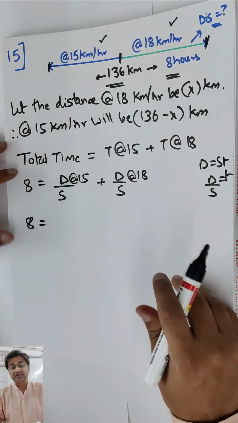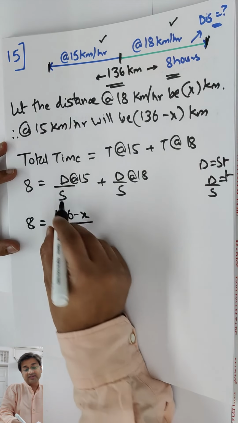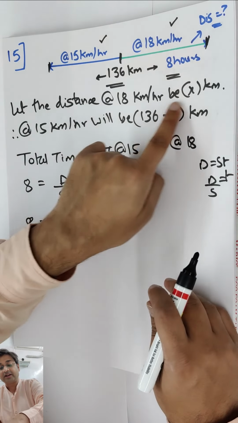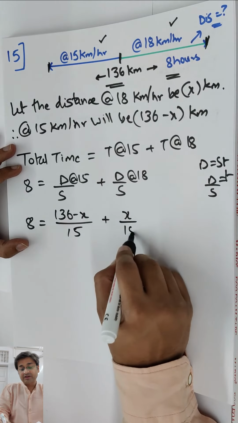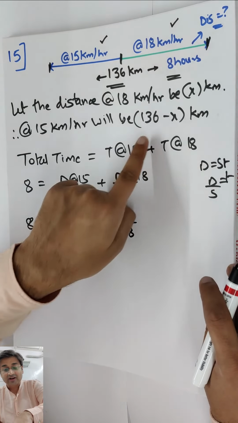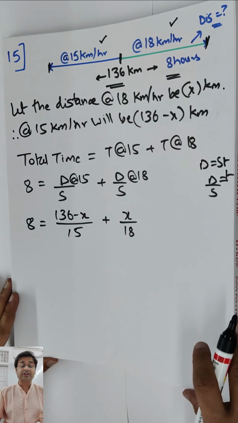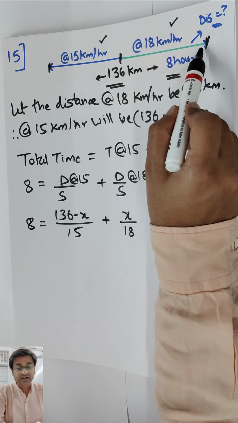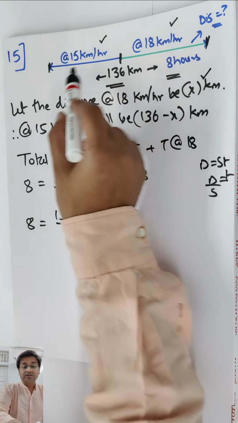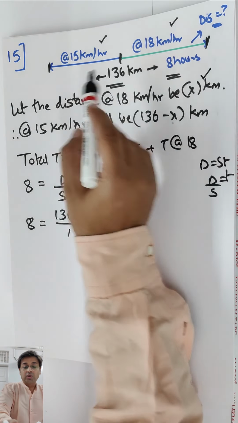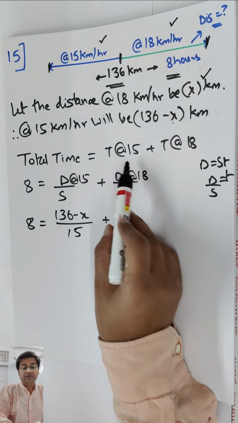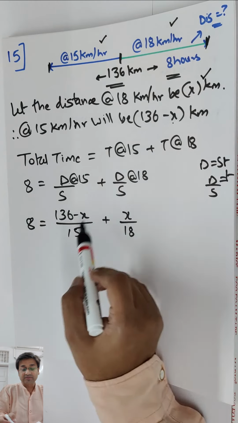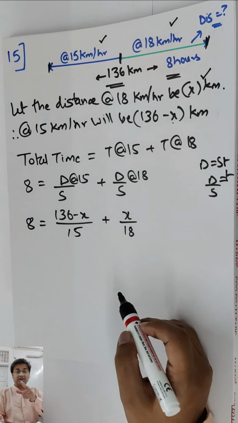What is the distance at the rate of 15? So at the rate of 15 the distance is 136 minus x. What is the speed? Obviously 15. Likewise, the distance at the rate 18 we said is x, upon the speed is 18. Solve it and you will get the value of x, that is the distance at the rate of 18. Once again, total distance 136, we have to find this distance, the green line. So we assumed it as x. So the other distance becomes 136 minus x. Total time 8 hours, which is time at the rate of 15 plus time at the rate of 18. Formula applied: distance upon speed, this distance by speed, this distance by speed, total time 8 hours. Come on, solve it now.